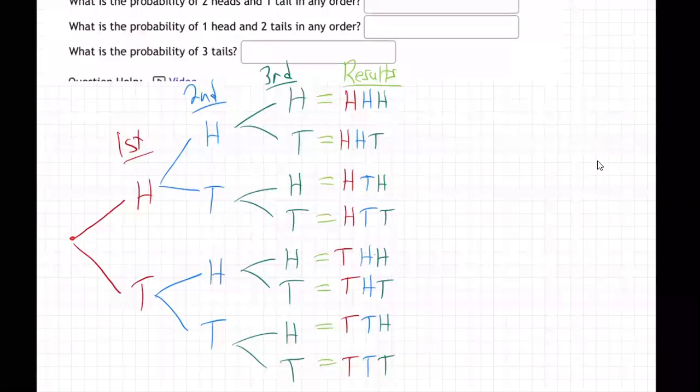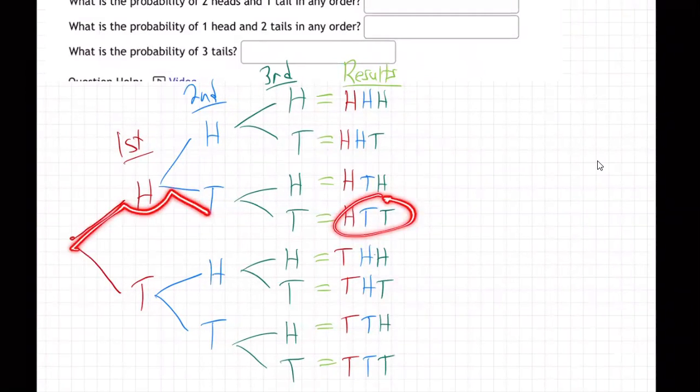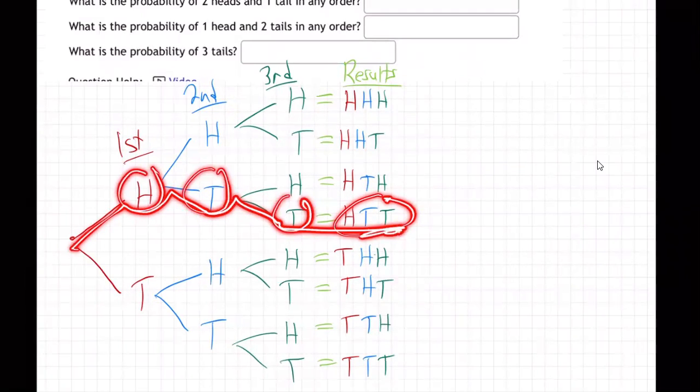And remember, it's always as we move from left to right. How do we get head, tail, tail here, for example? I went head, tail, tail. See how I move through the tree? That results in head, tail, tail. So all we're doing is moving from left to right through the tree, and every branching is a coin flip. So the first flip is a head, second is a tail, third is a tail: head, tail, tail.